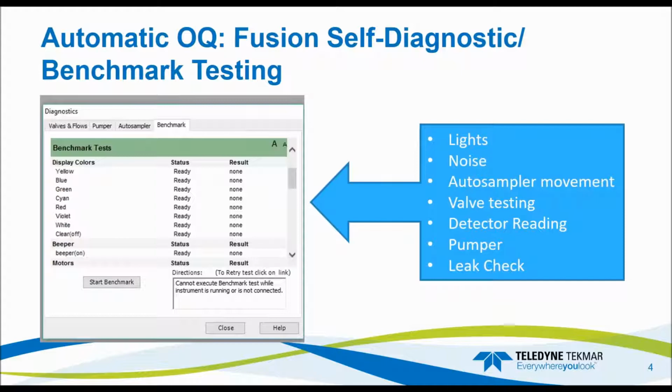Just talking about the Fusion a little bit, the Fusion also has an automatic OQ, operation qualification, part built into it.